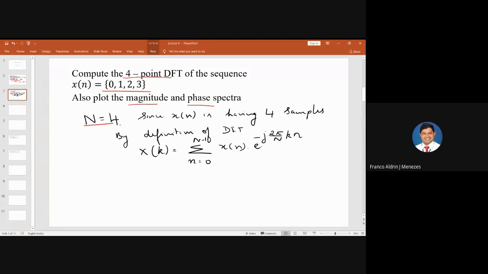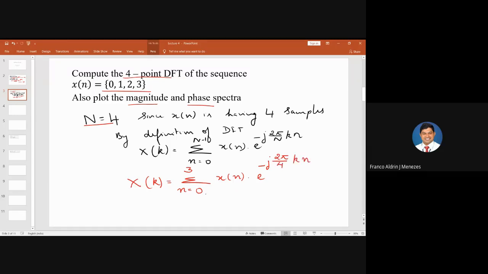Now we have n is equal to 4 in this case. Since n is equal to 4, we will substitute this value of n in the summation term. Therefore, we can write x of k will be equal to summation n is equal to 0 to 4 minus 1, which is nothing but 3, of x of n into e to the power of minus j 2 pi divided by 4, k into n.